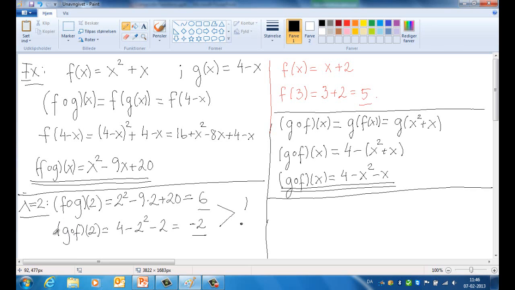Alright, in this video we have only discussed how to compose composite functions, we haven't considered whether we could do it or not. There are some restrictions to when we can compose composite functions, and that is what we will cover in the video called Composite Functions Part 2.